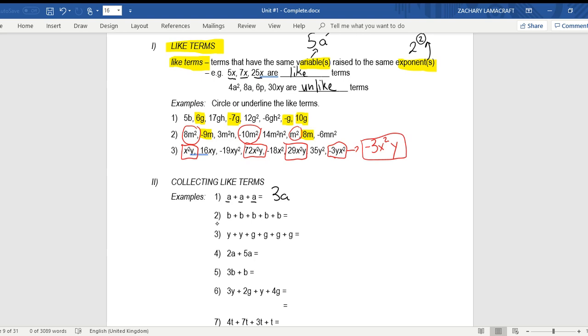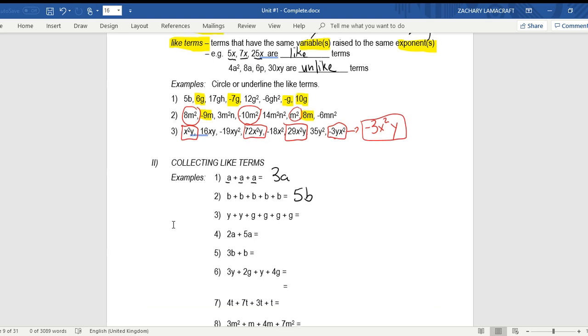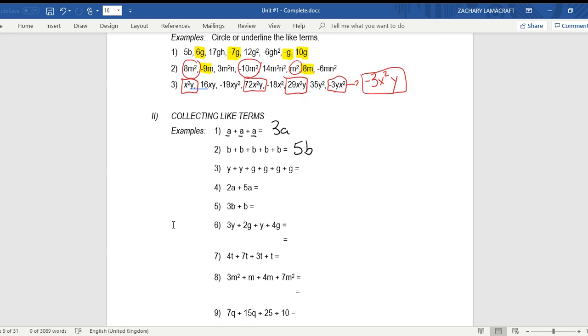Now we have b plus b plus b plus b plus b, so we have 5 b's, so it'd be 5b. All right. Now we've got some different ones here, which we have to really work with. We can't just combine these two, so we're going to take the y's. We're going to keep the g's separate. So we have 2y, so y plus y is 2y. Then we have g plus g plus g plus g being 4g.